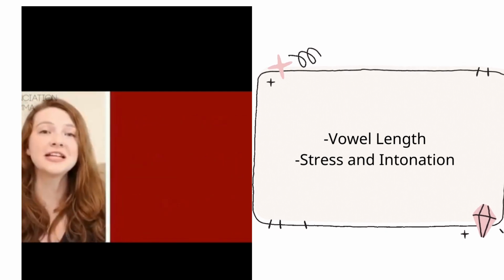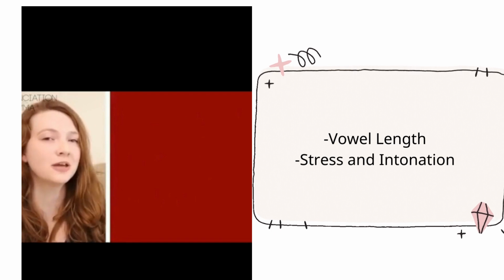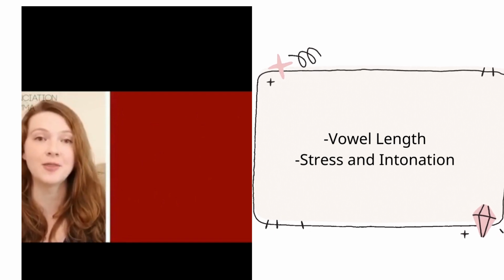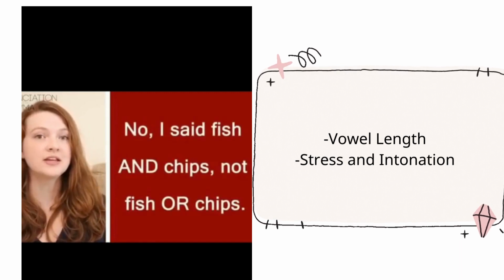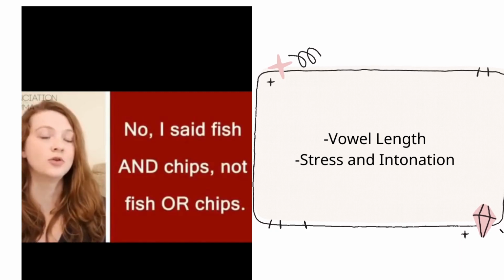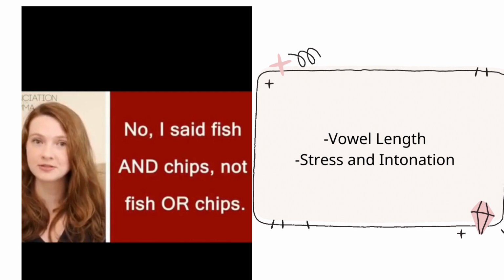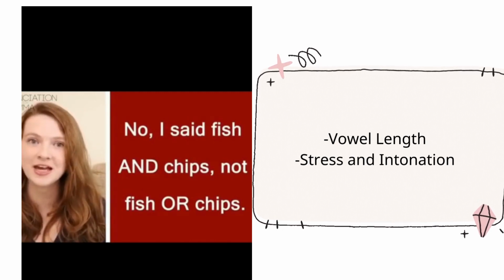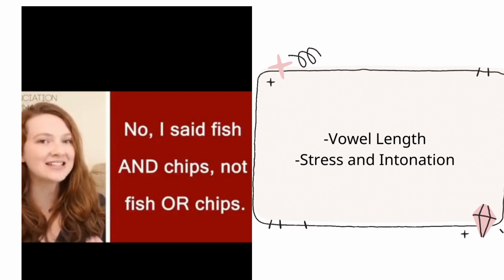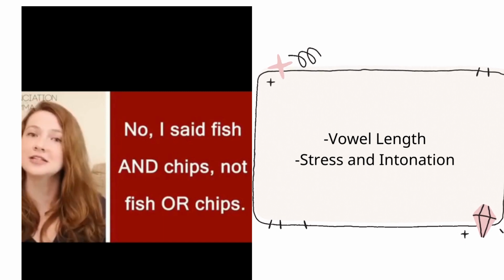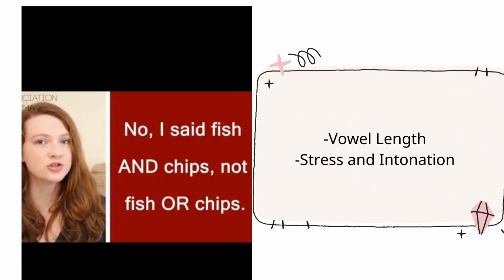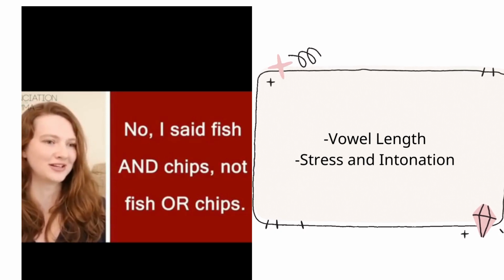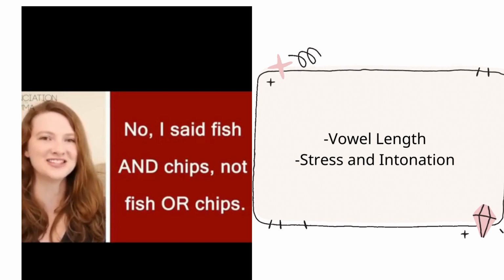But let's imagine the listener that we're speaking to got a bit confused. They thought we said something else, so we need to clarify something. No, I said fish and chips, not fish or chips. Fish and chips, not fish or chips. Now I'm giving stress to and or. Otherwise, naturally, it would be said as fish 'n chips and fish'r chips. Fish'r chips, that sounds really weird, but it's what we would say.